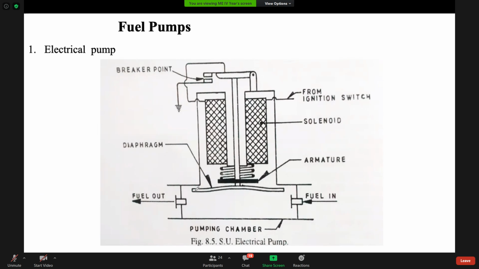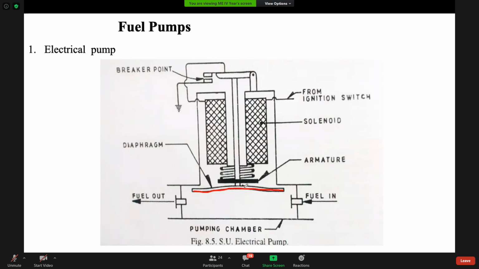You can see here is our diaphragm. For the movement of this diaphragm, we need electrical energy. Electrical energy means we have some coils and some armature, and here a breaker point you can see. So alternating current we will provide over here. What will happen? It will create a magnetic field. Due to that movement, we will see this diaphragm will go upside and downside, and the rest of the function will remain the same.